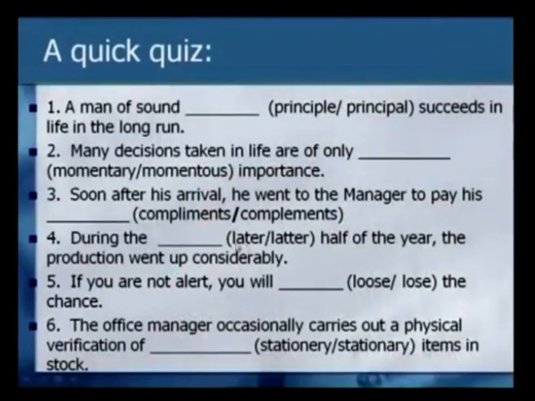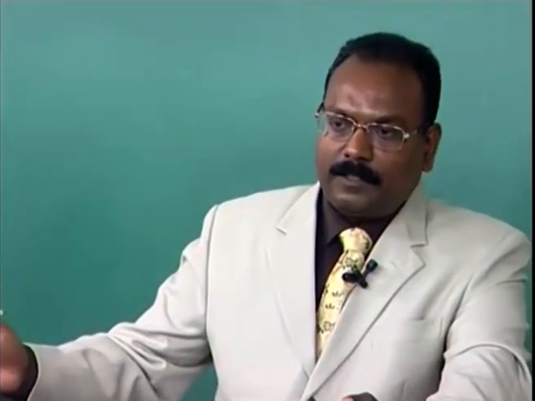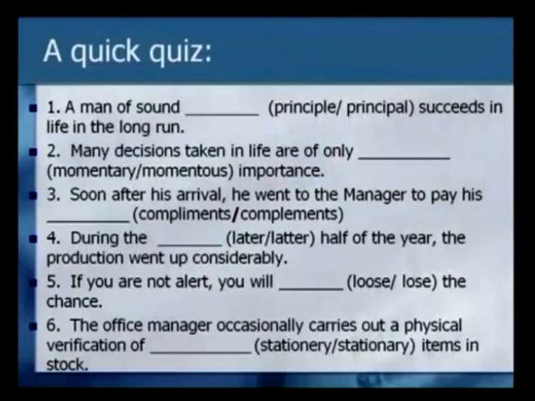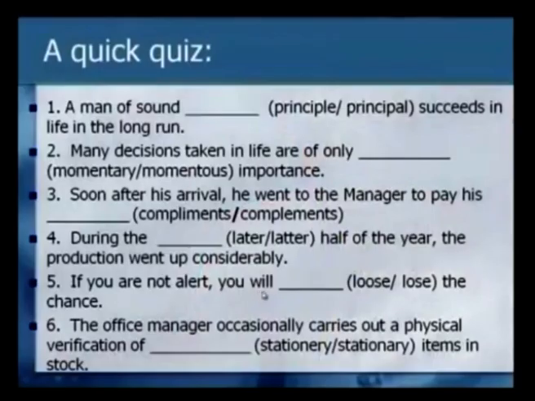During the later half of the year, the first one, indicating something that happened in terms of time, after some time. So, you are saying later the production went up considerably. Now, the other one, latter, will go with former. So, when there are two objects or subjects you are comparing, one is former, the second one is latter. The difference is in terms of letter, one added T, as well as the change in the vowel pronunciation, later and latter. If you are not alert, you will lose the chance. This is a common error.